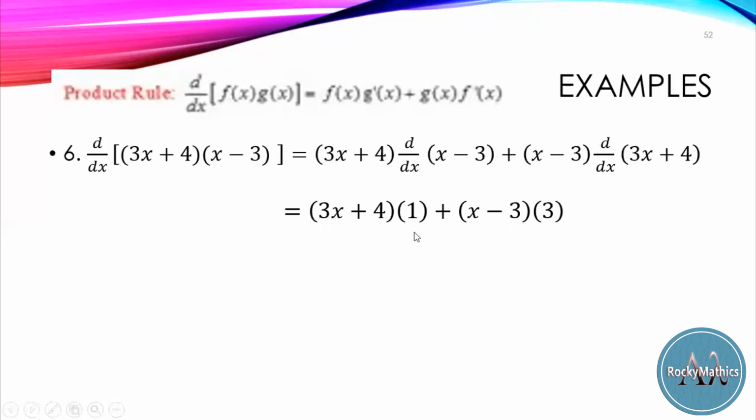This is the notation. So we are instructed to multiply this 3x + 4 to the derivative of x - 3, which is 1, plus x - 3 times the derivative of this, which is equal to 3. Simplifying the expression, we have 3x + 4 + 3x - 9. Then this is the final answer, which is 6x - 5. So therefore, the derivative of the product of two functions is 6x - 5.